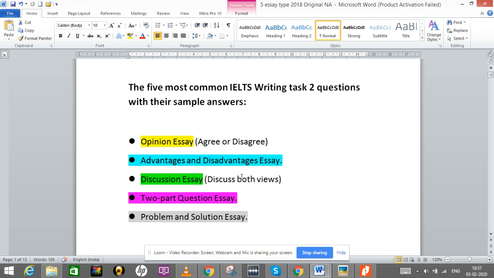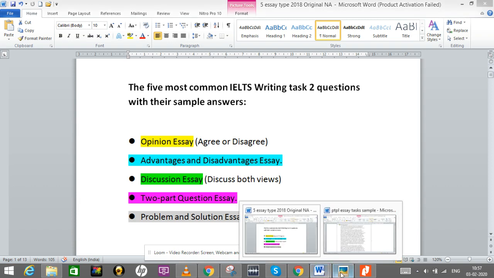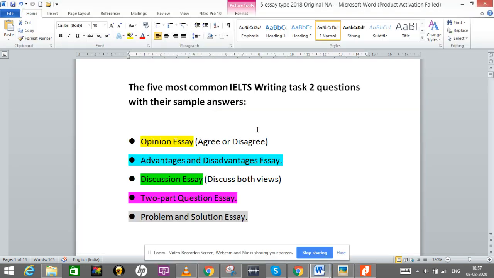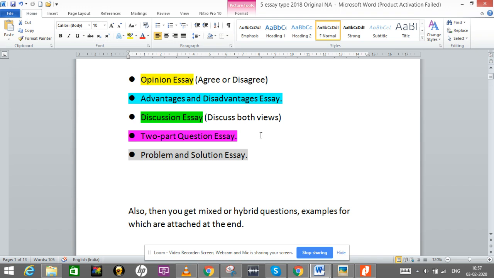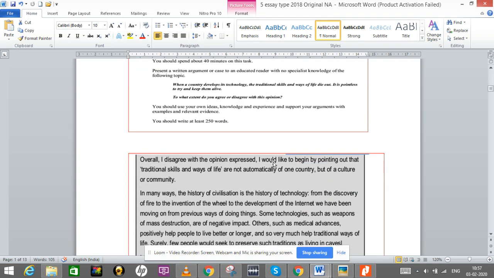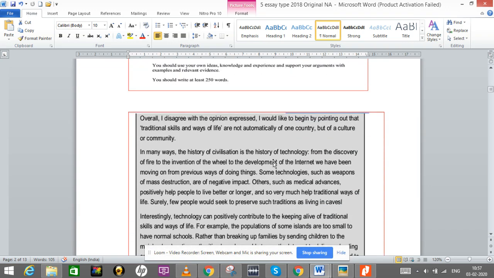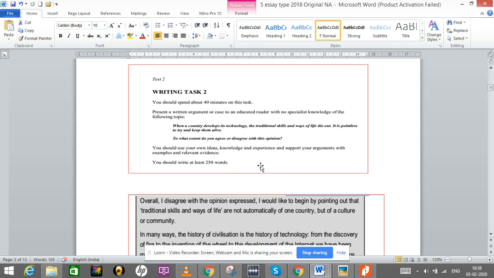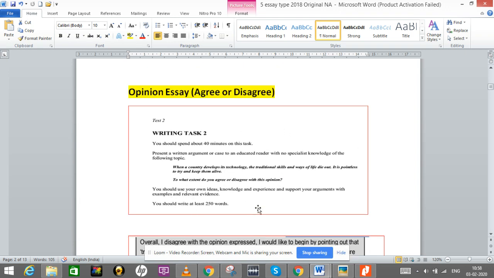The moment you look at the question, you should be able to identify under what category the essay comes out of these five categories or types of essays. The point of sharing these types of essays with you is to understand how these essays are written. So let's say the question says, when a country develops its technology, the traditional skills and ways of life die out. It is pointless to try and keep them alive. To what extent do you agree or disagree with this opinion? This is your opinion essay which we are discussing today. Basically, we are starting with this.